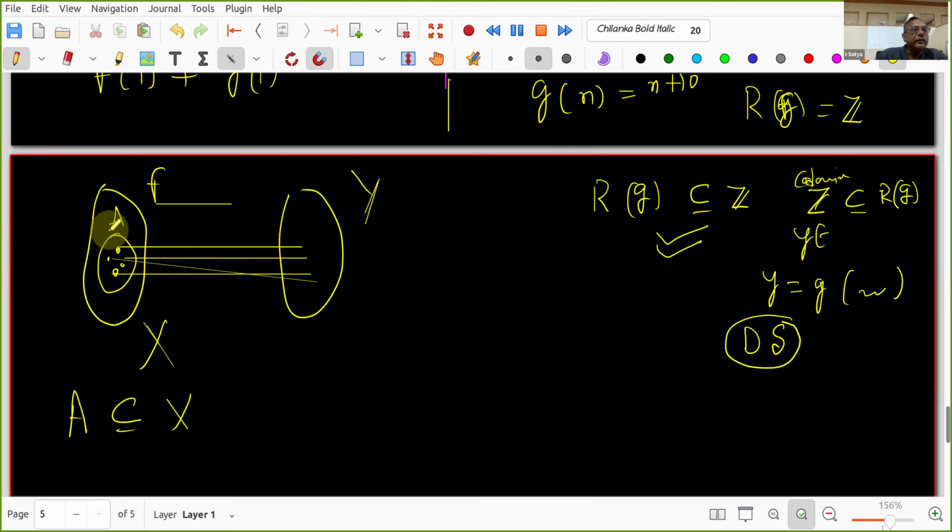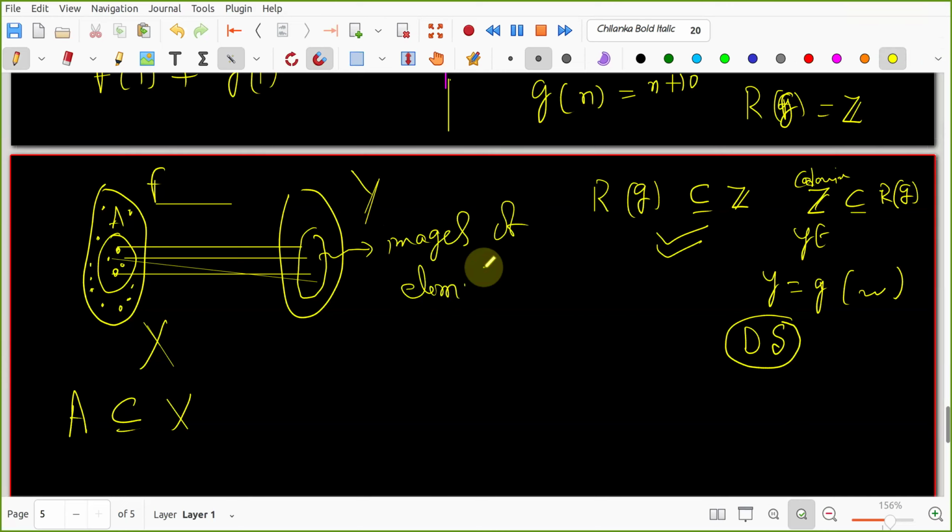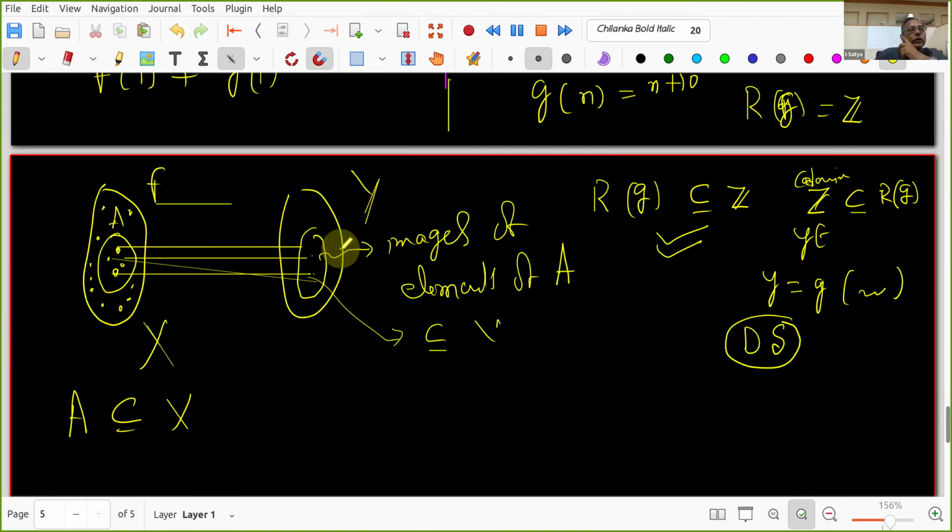Here also there are some elements in X, right? But whose images am I looking at, only? Sir, the elements which are in set A. Only these, right? So these are all images of elements of set A. So these belong to which set? Sir, Y. It is a subset of Y. Right. So how do you denote this part?